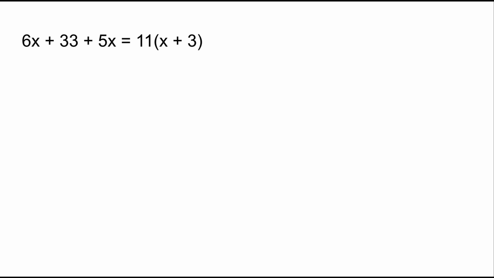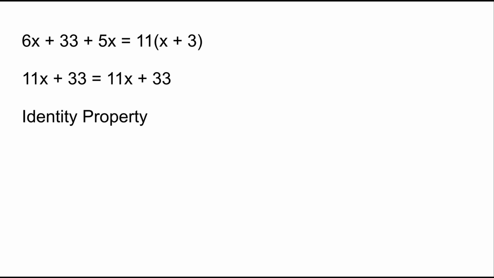Okay, I think this is our last problem. Let's look. Let's distribute this 11 times x and 11 times 3. And then at the same time, let's work on the left side of our equal sign and combine 6x and 5x. Let's write that down. So we have 11x plus 33, and on the right we had 11 times x and 11 times 3, which gives us 11x plus 33. Do you see it's exactly the same?